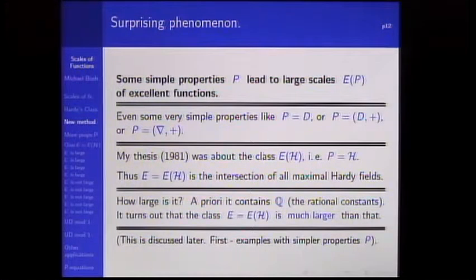Moreover, this class is closed under differentiation, it is by definition, but also under integration. It contains many solutions of various differential equations, and there is a big theory, which I may mention several things about later. But first of all, for you to develop at least some feeling for the way those definitions can work, I will work with really simple properties P and see what happens then.